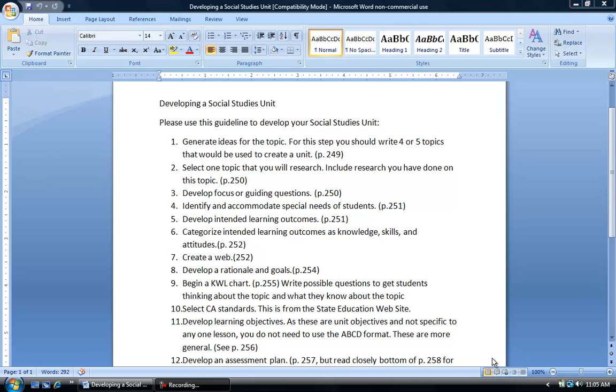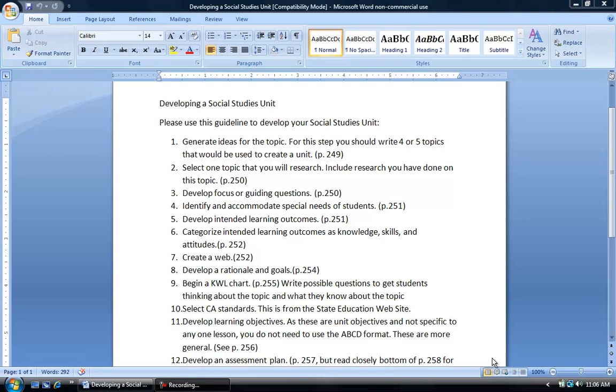Again, you may want to wait and create these after you've developed your units so you have a better idea of exactly what you're going to do, what standards you're going to cover, what are your objectives you're covering. You have some learning outcomes. All of these things need to be thought about when you're putting your KWL chart together.